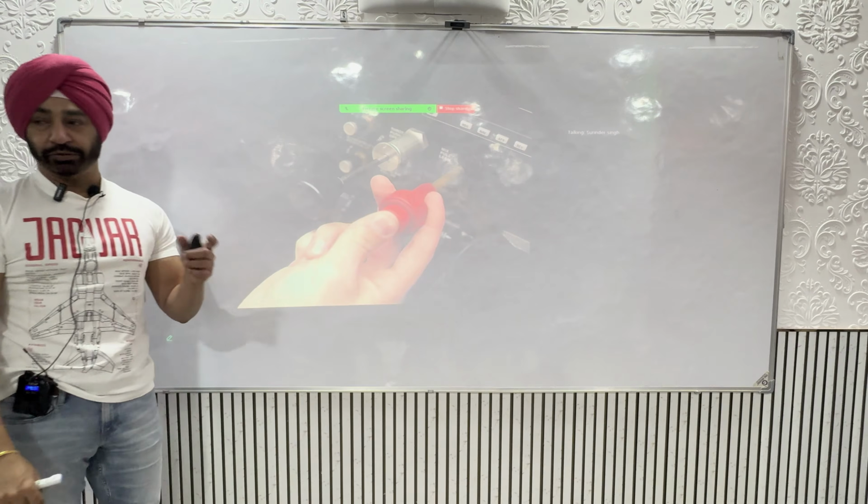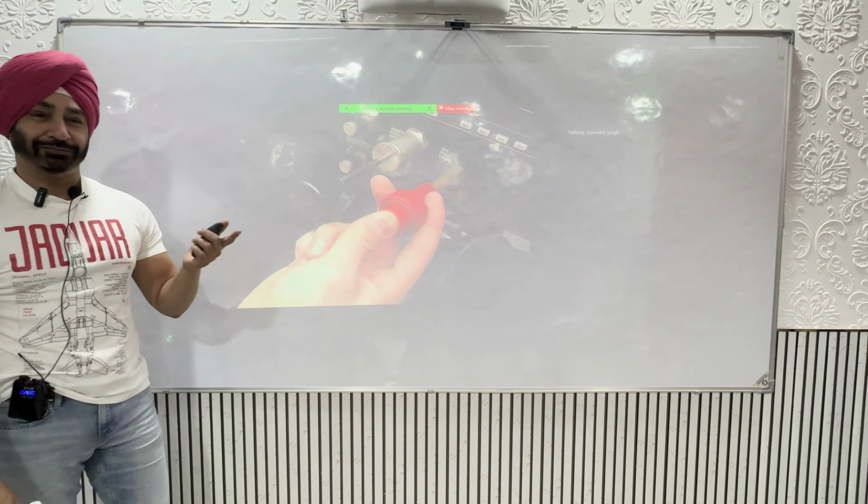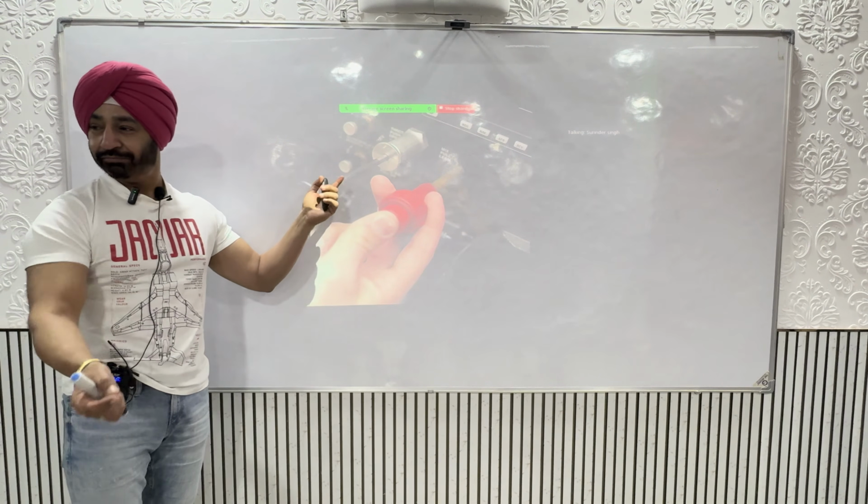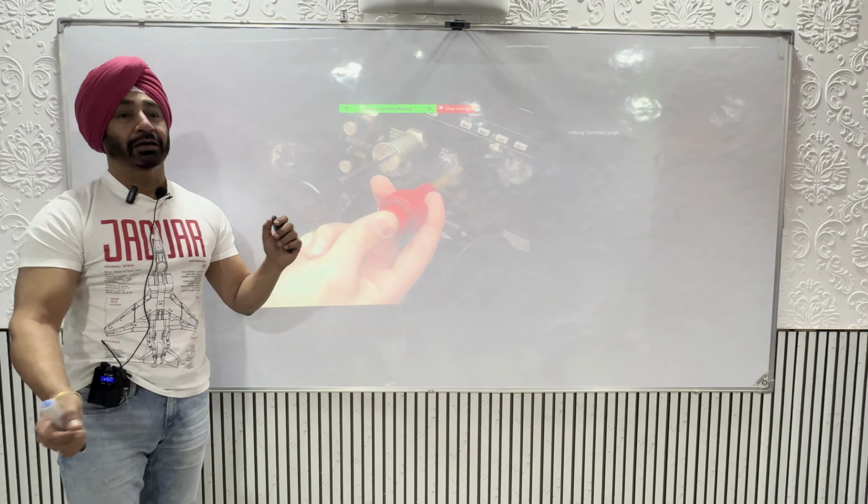In the aircraft, if you fly a Cessna, then you have this, which is a throttle, and this is the mixture lever.